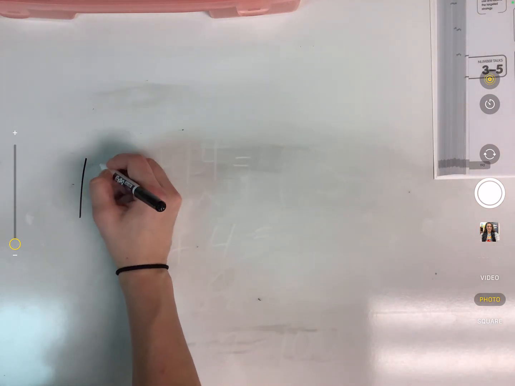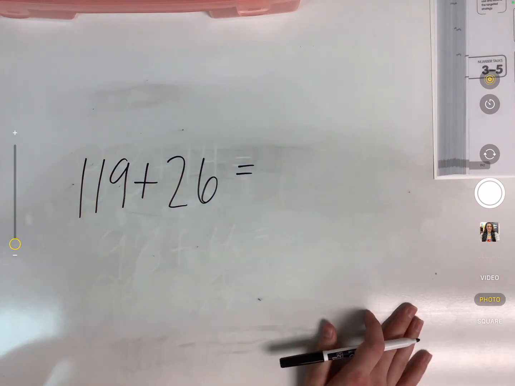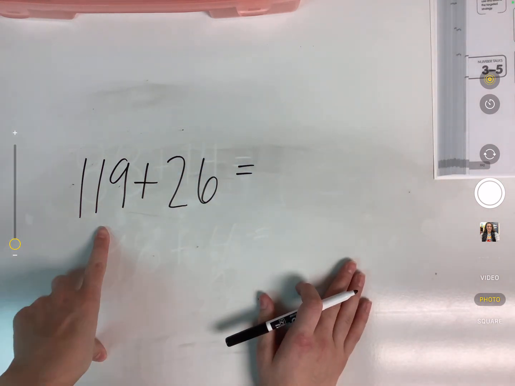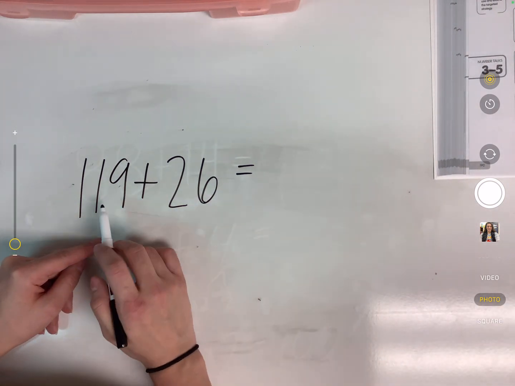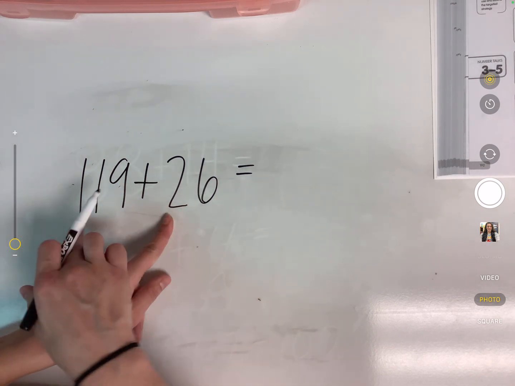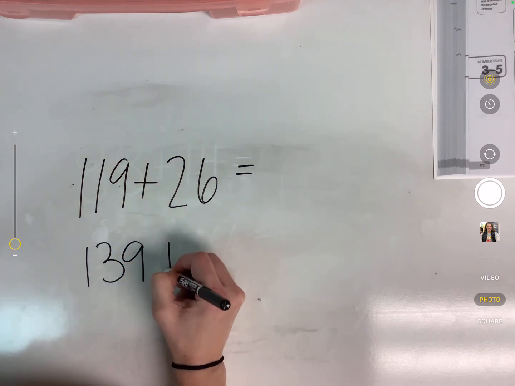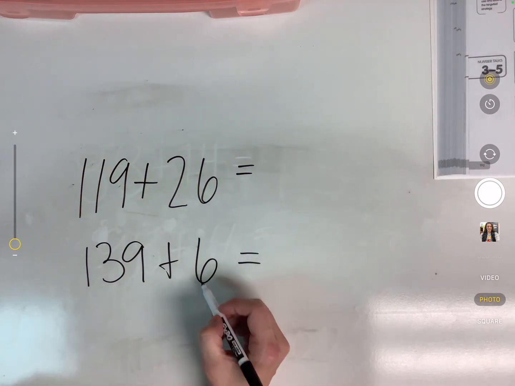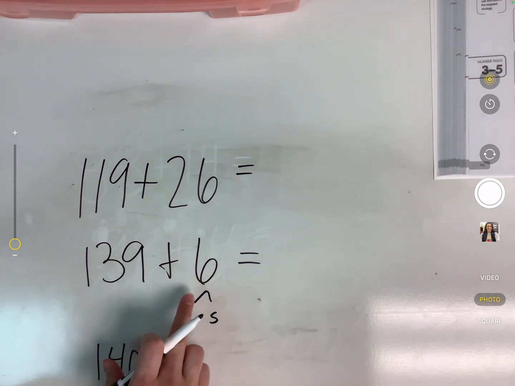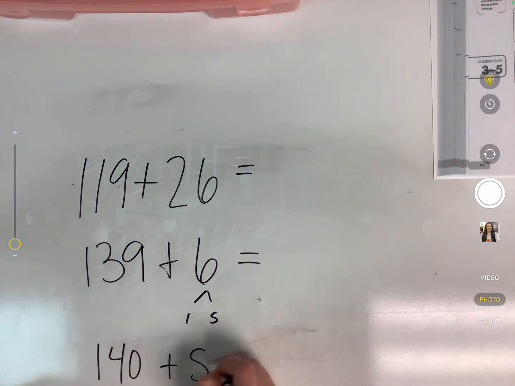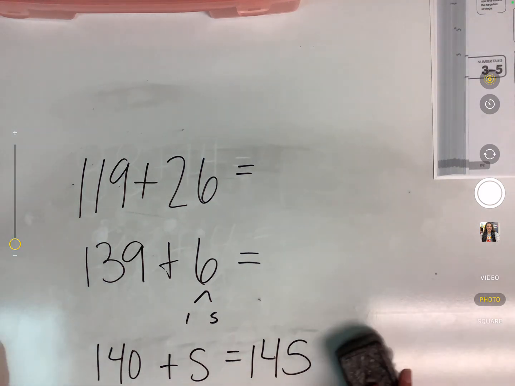Another one that I wanted to look at is if we're moving into the 100s. If I had 119 and I wanted to add 26, I could think of it a couple of ways. 119 and 26, that's kind of hard to add. But if I wanted to add 20, I could do 119, 129, 139, right? And then you could add 6. You could break up the 6 into 1 and 5. You could do 140, because 139 plus 1 is 140, plus 5 is 145. So that's one way that you could break it up.